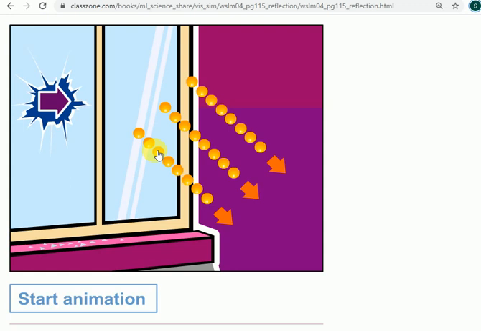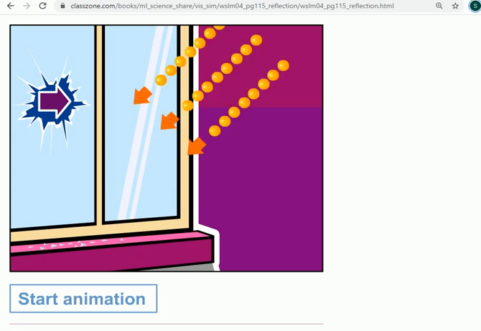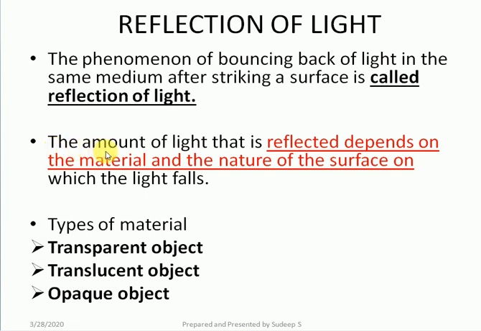Similarly, when light falls on a smooth and highly polished surface such as mirror, or a shiny stainless steel surface, then it sends the light back. Now, the amount of light that is reflected depends on the material and the nature of the surface on which the light falls. Types of material: transparent object, translucent object, and opaque object.